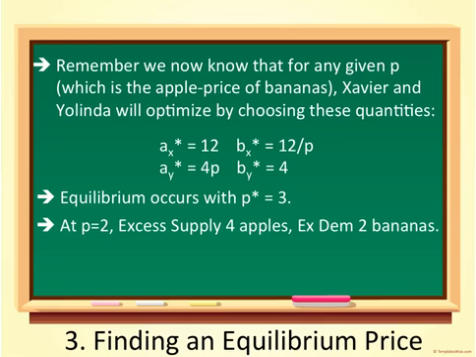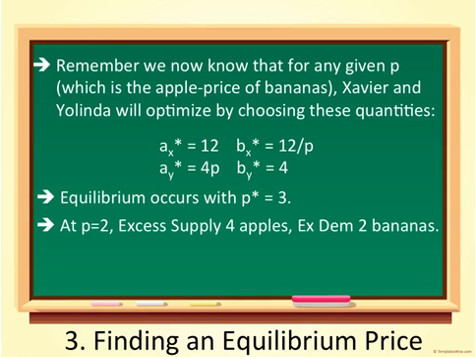As always, Xavier wants to sell 12 apples because he doesn't care what the price of bananas is. He always sells half of his apples, namely 12. Yolinda wants to buy 4 times 2 is 8 apples. So that's why there's an excess supply of 4 apples. Xavier's trying to sell 12, but at this price, Yolinda only wants to buy 8.